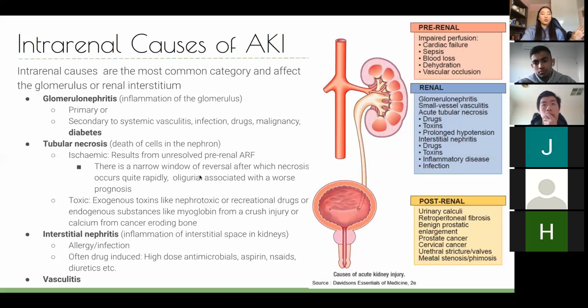So there's actually a narrow window once necrosis starts to occur, and you need to rapidly fix the perfusion problem or the kidney will start to die. And that's when you get longer standing acute tubular necrosis.